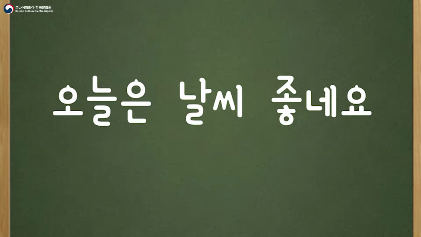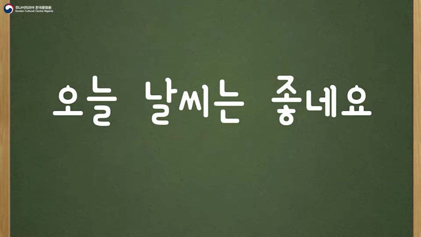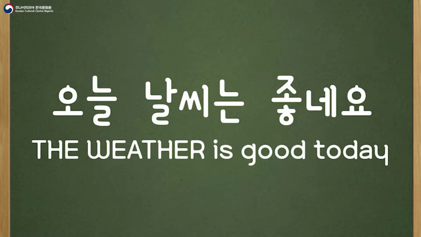Now, if I take the in particle and put it on 날씨, it changes the meaning of the sentence, and I will have 오늘 날씨는 좋네요. 오늘 날씨는 좋네요, which means that also the weather is good. But this is what it's explaining. It is saying that talking about today, the only thing I can point out that is good so far is the weather. The weather today is good.